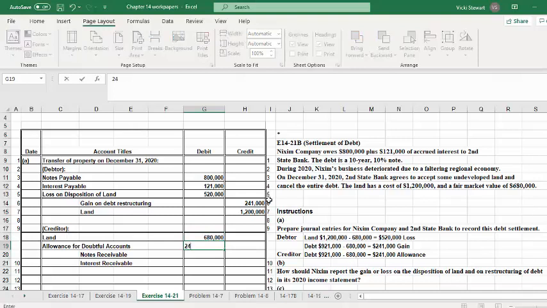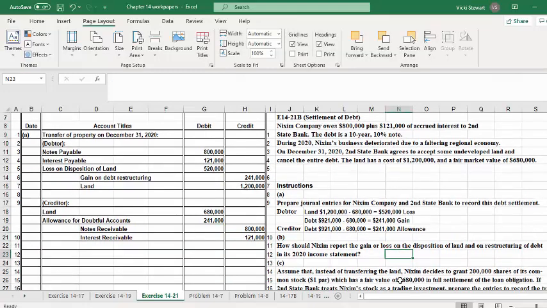They would debit their allowance for doubtful accounts for the difference between the value of the land and the amount that's owed. They would credit notes receivable for $800,000, and they would credit interest receivable for $121,000.